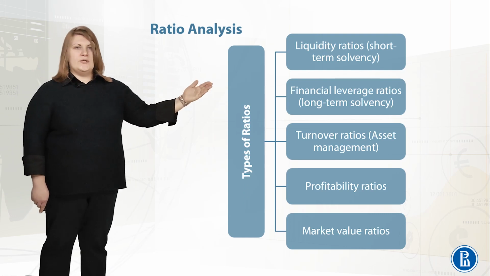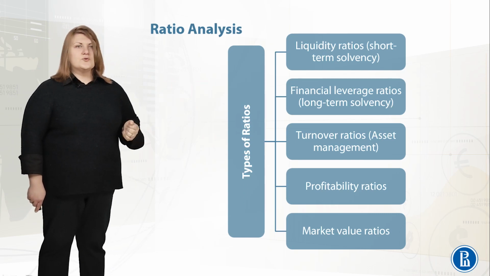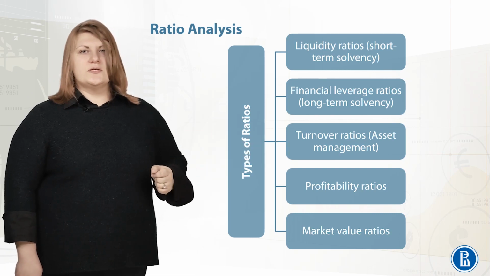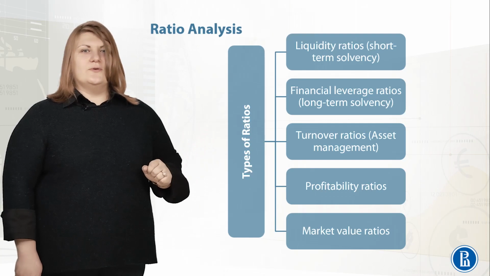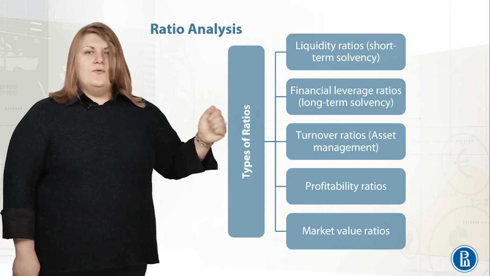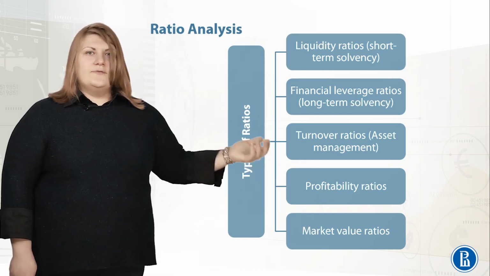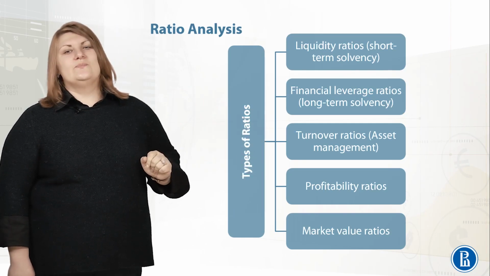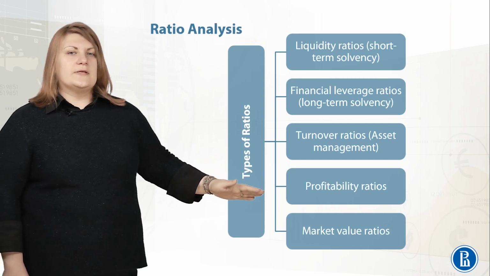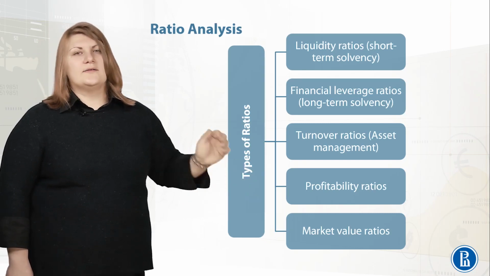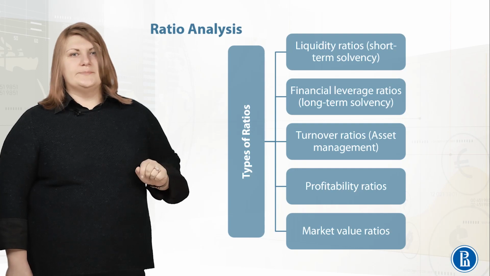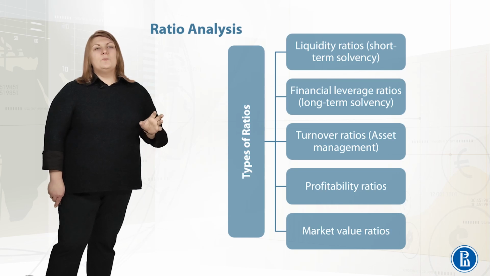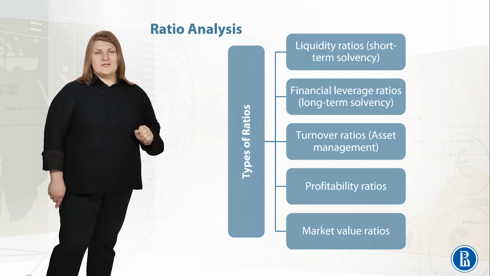We will start with liquidity ratios, which represent short-term solvency. We will then move to financial leverage ratios, which are long-term solvency. The turnover ratios go right after that and relate to asset management. Then we will look at profitability ratios and market value ratios.